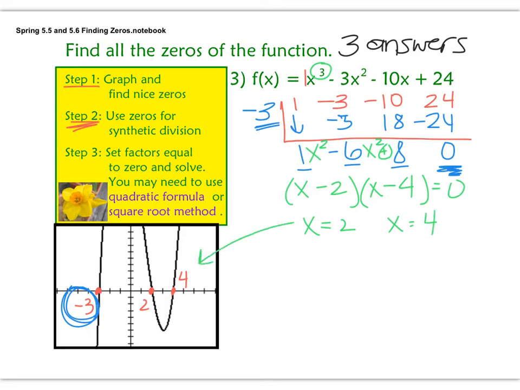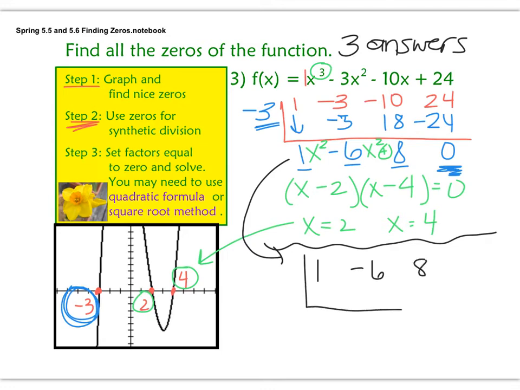Take a look over here. There's x equals 2 and there's x equals 4. So I did find all my answers. Now, let's kind of backtrack a minute. Let's go back to where we had this setup where you had 1, negative 6, and 8 still there, right? I'm just kind of picking up from right there. So I already used the negative 3, so let's this time use the 2.